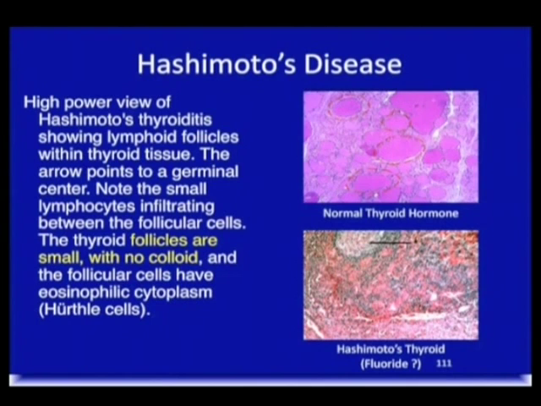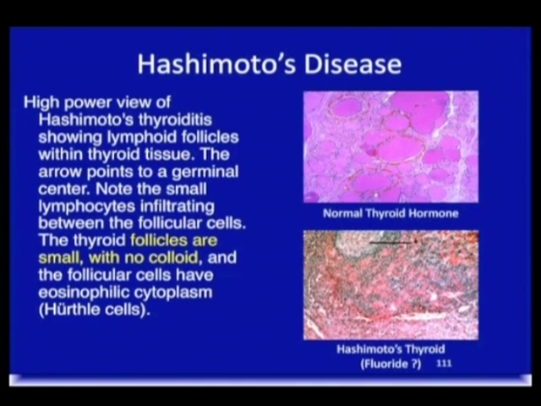One of the illnesses of the thyroid gland is known as Hashimoto's disease. A high-power view of Hashimoto's thyroiditis shows lymphoid follicles within the thyroid tissue, and the arrow points to a germinal center. Note the small lymphocytes infiltrating between the follicular cells. The thyroid follicles are small with no colloid, and the follicular cells have eosinophilic cytoplasm.